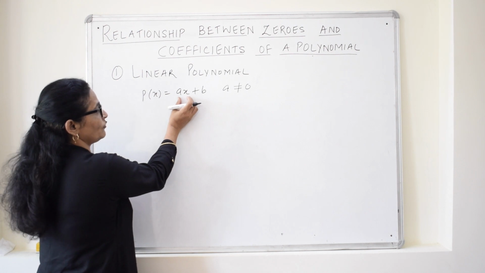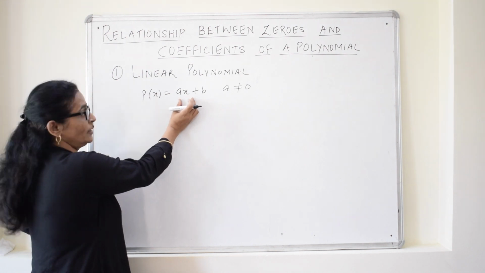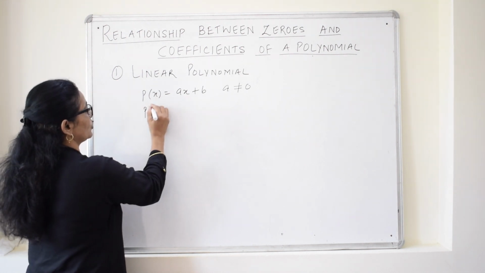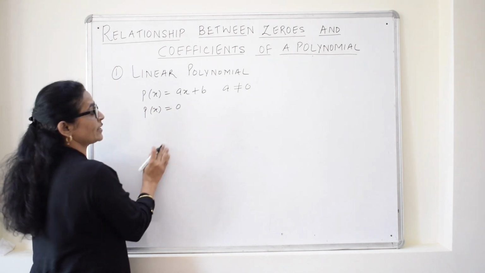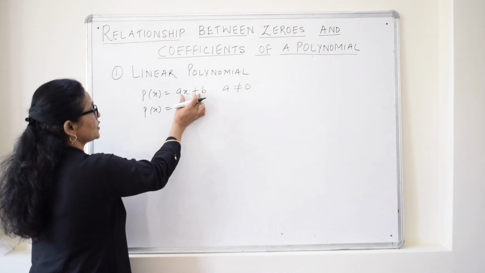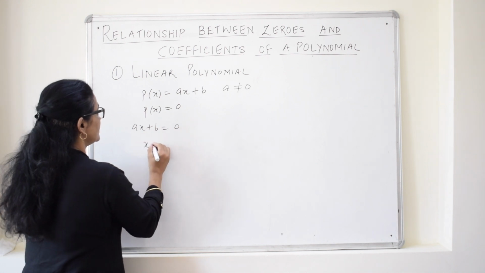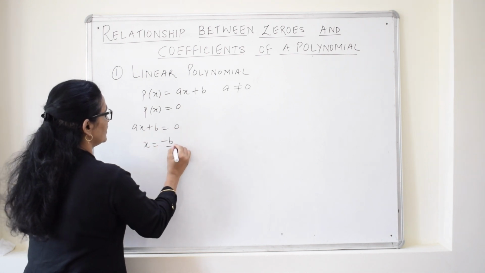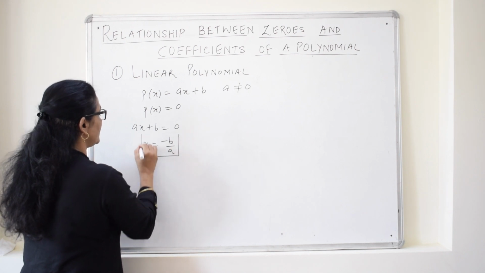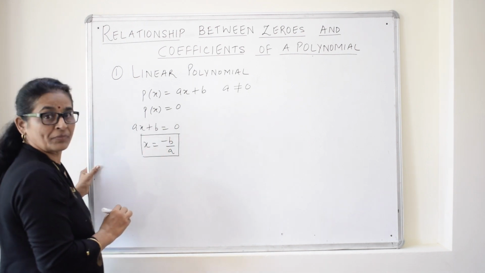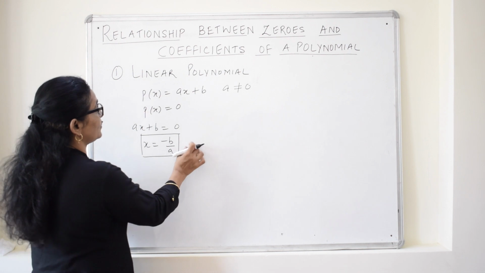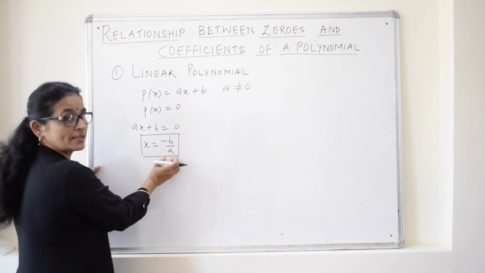Now, if we want to find the zero of this polynomial, we will make its polynomial equation, that is p of x is equal to 0. After equating it with 0, we will get the zero of this polynomial, which is minus b upon a. Now this we can simply write in words, what is b and what is a.